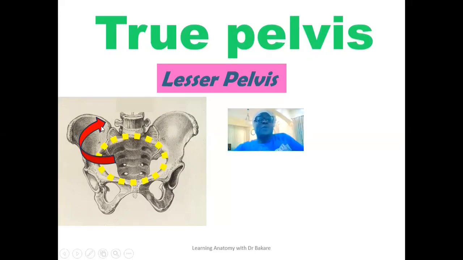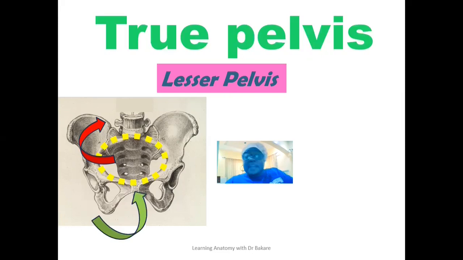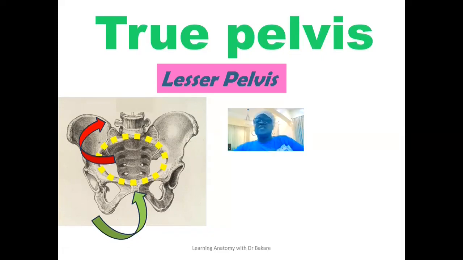While the space within the pelvic cavity that is located inferior to the pelvic brim or the pelvic inlet is referred to as the true pelvis or the lesser pelvis. And this is lesser pelvis because it is located below, and true pelvis because the majority of the pelvic viscera are located within this space. So it is true. So this lecture will be focusing on the true pelvis or the lesser pelvis.